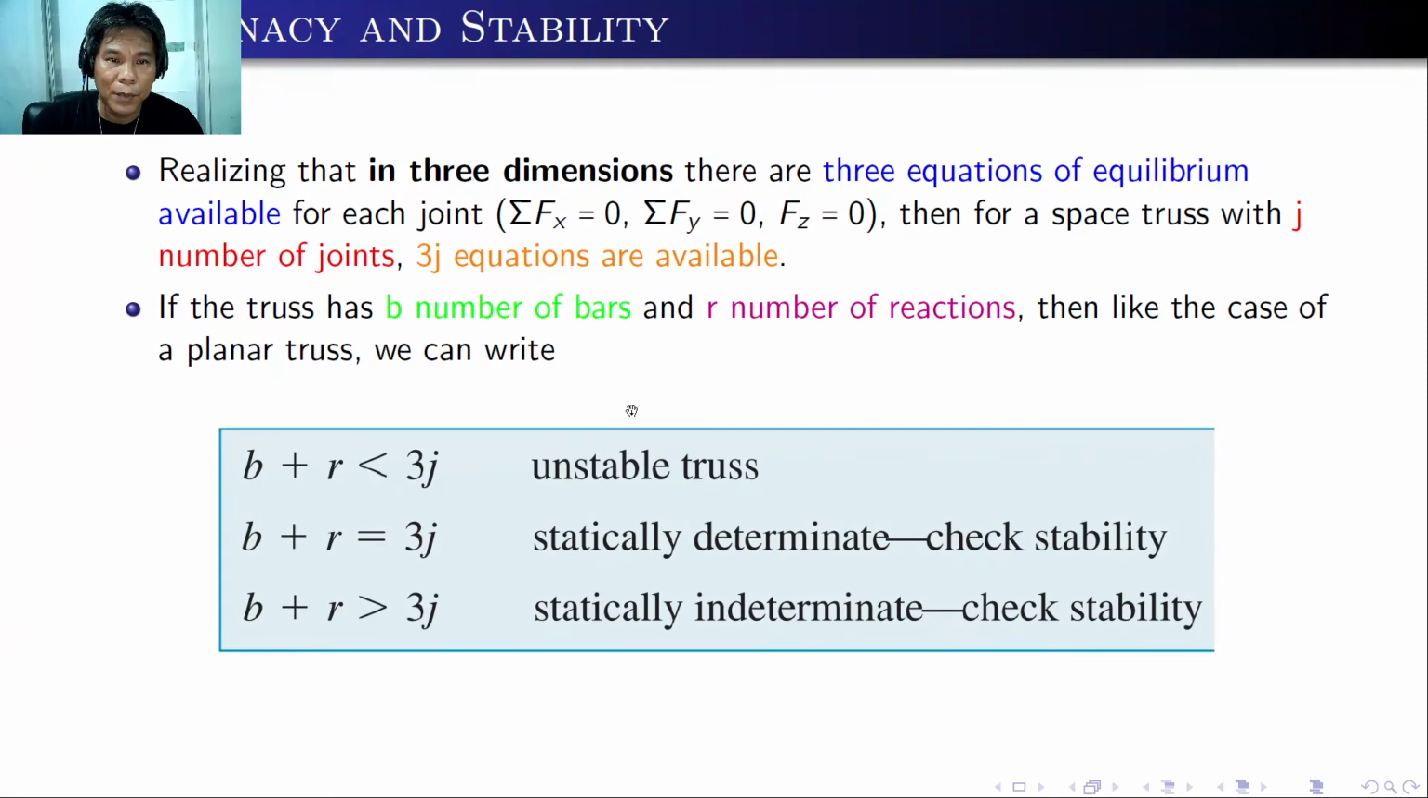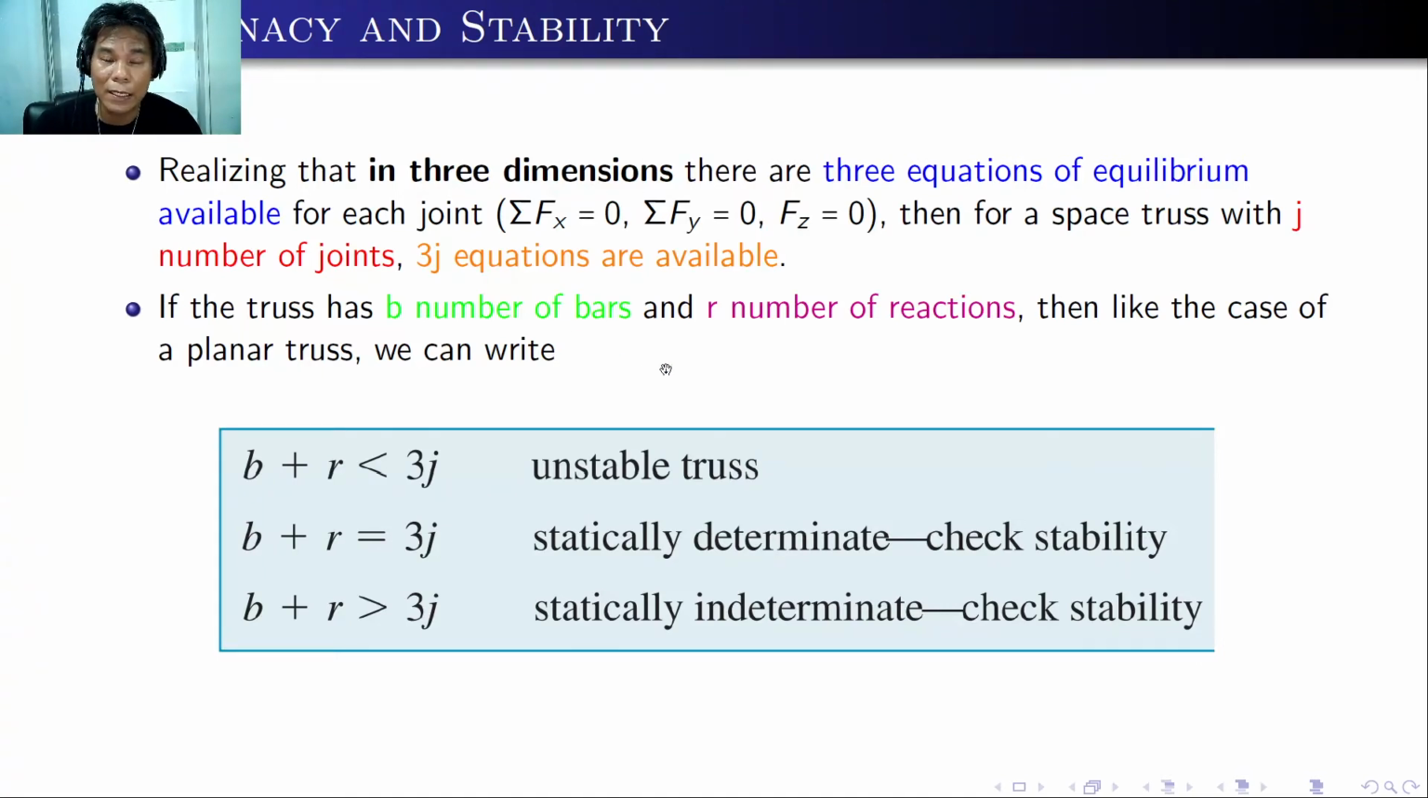For the determinacy and stability of a 3D truss, realize that in three dimensions there are three equations of equilibrium available for each joint. Then for a space truss with J number of joints, you have to multiply the number of joints by 3. So we have 3J equations which are available. This is the only difference with the 2D, because in 2D we have two equations available for each joint. So that's 2J. Here we have 3J.